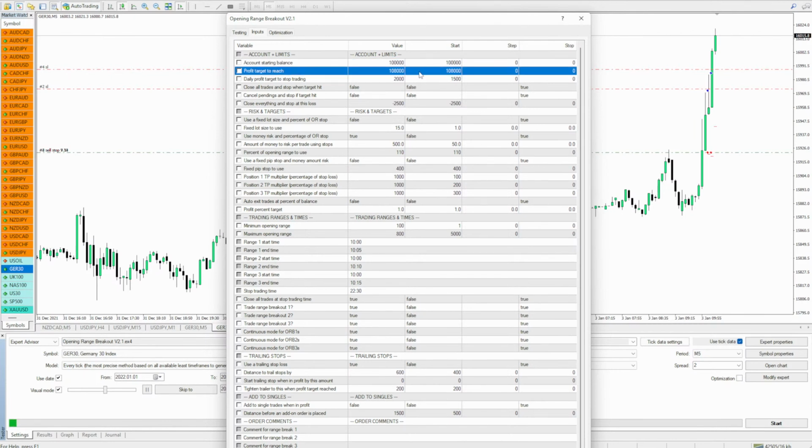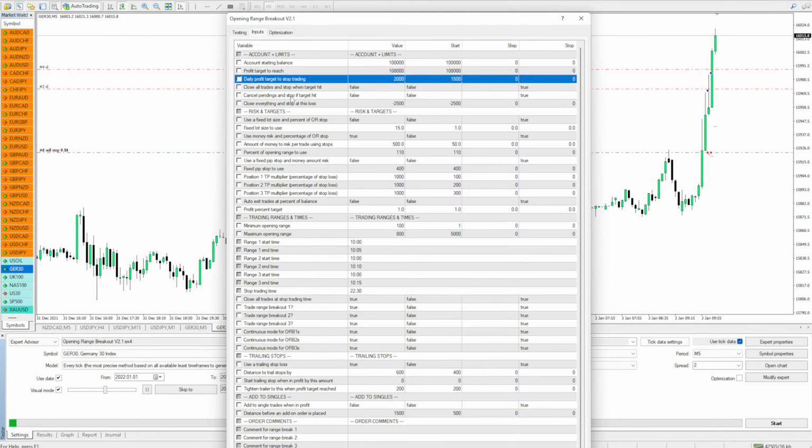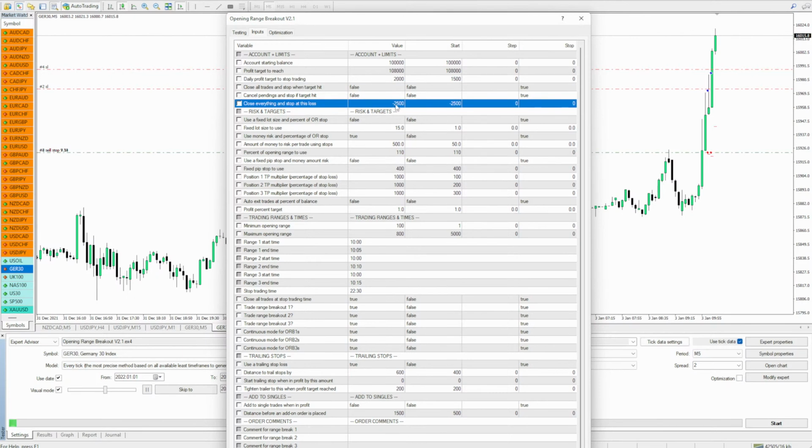Profit target on a 100K account is 8%, which is 8,000. Daily profit target to stop trading is 2,000. So if I get to a 2% increase on the account, I want it to stop. If it gets to £2,500 in losses, I want it to stop.